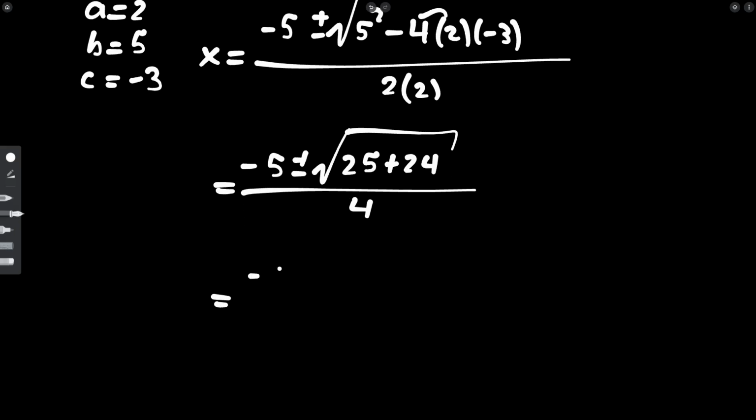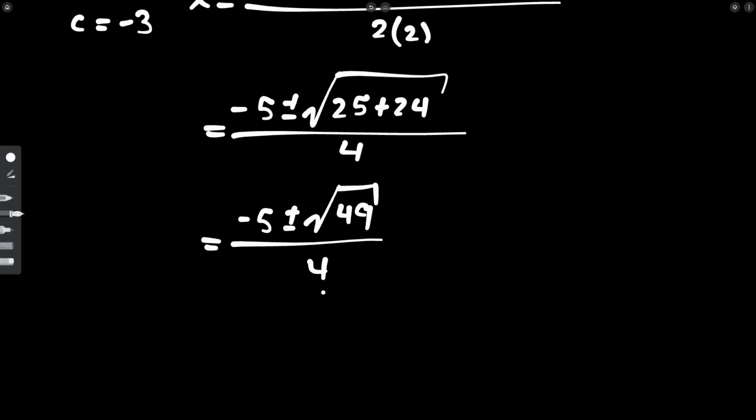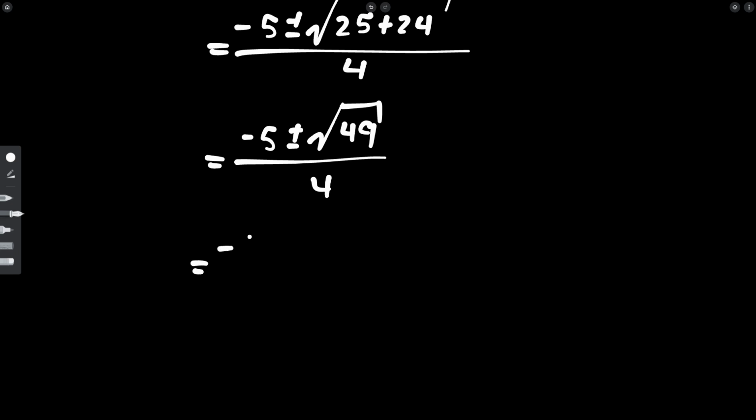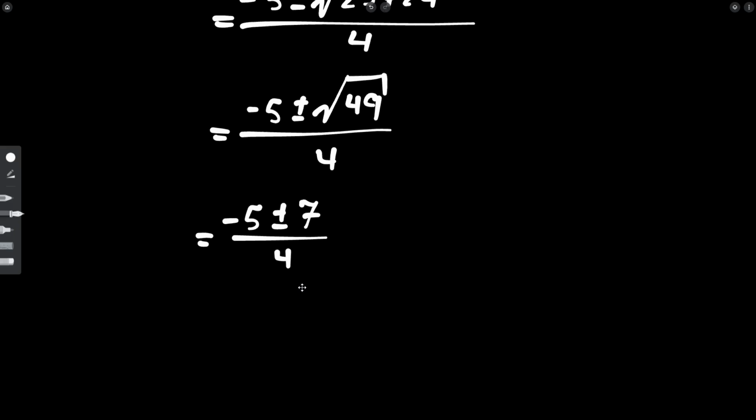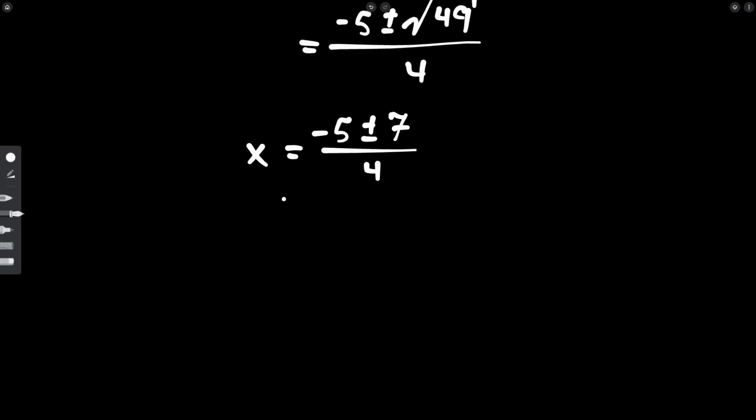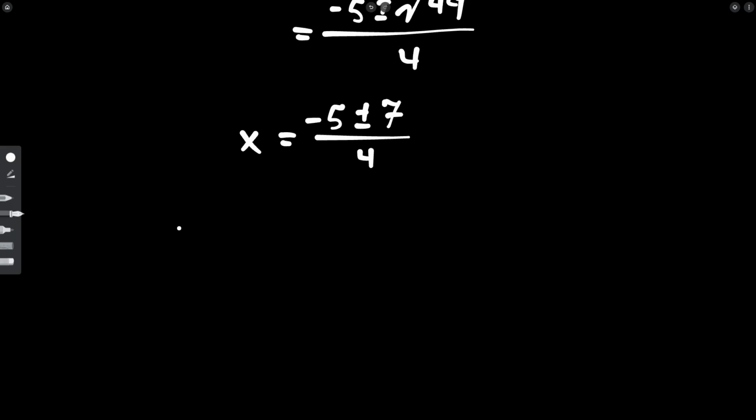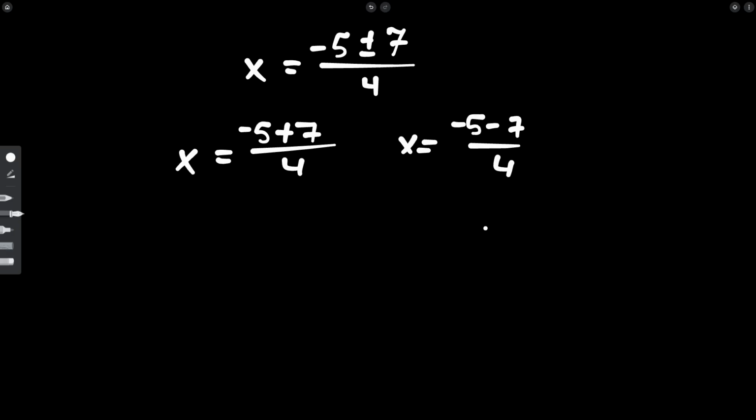We can add those values together to get 49. And lucky us, 49 is a perfect square. So that becomes -5 plus or minus 7 over 4. And then we can split this x into 2, where we have x equals -5 plus 7 over 4, and x equals -5 minus 7 over 4.